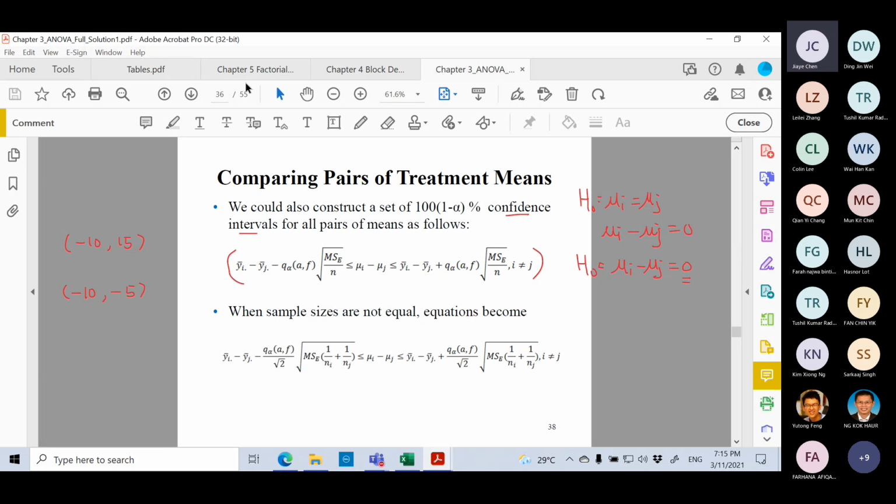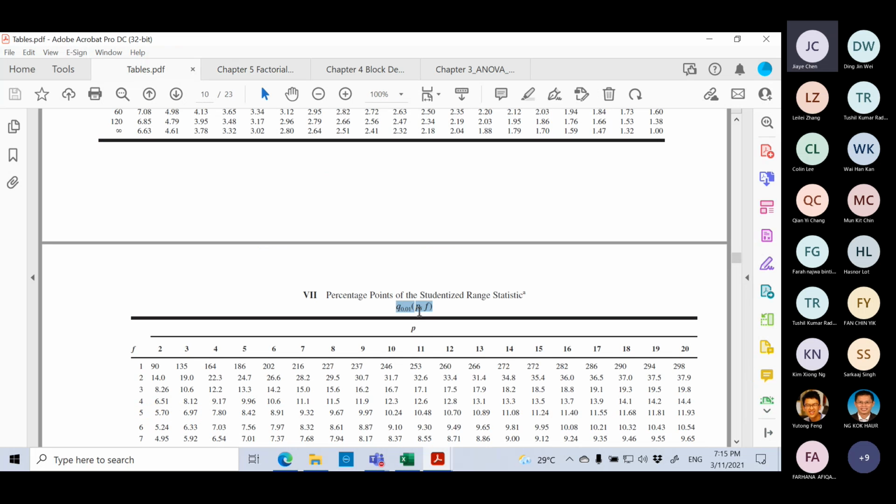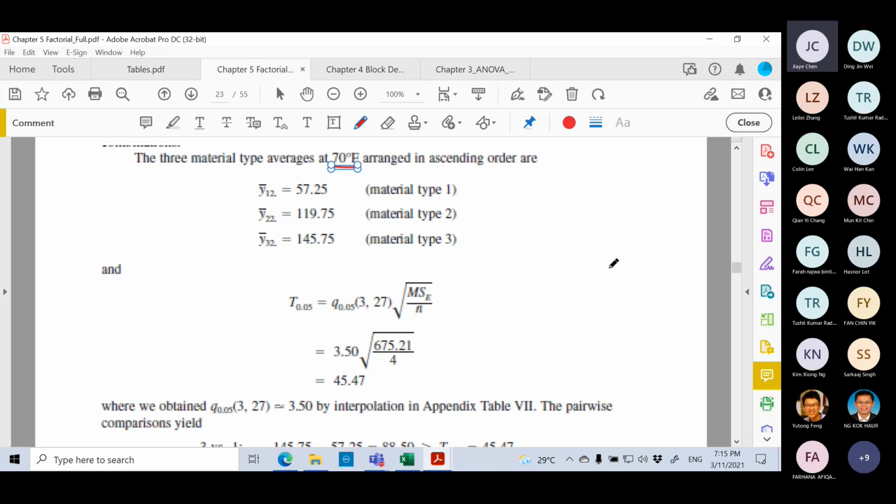Okay. So we go back to here. This Q value, I will get it from the Tukey table just now, with the first one being P, and then the second one being F here. After that, you take the square root of MSE divided by N here. So this one is a critical value. The 45.47 is a critical value.